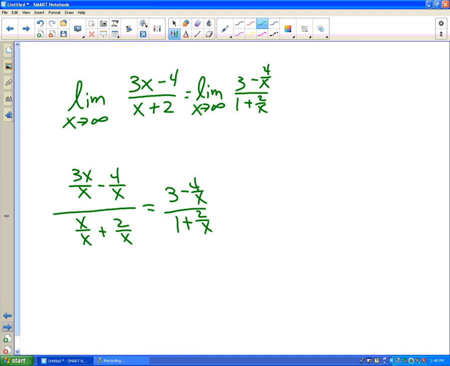What is 4 over x going to approach as x gets larger and larger? Just this little term right here. 0. So my numerator is going to approach 3 minus 0. So my numerator is going to become 3. And my denominator, as x gets bigger and bigger and bigger, it's getting close to being the expression 1 plus 0. Okay, x is getting huge. So 2 over a very huge number is going to be pretty darn close to 0. And 1 plus something very close to 0 is going to be 1.